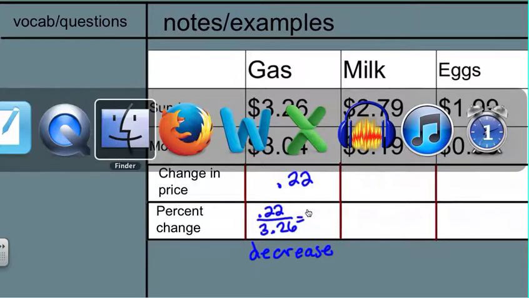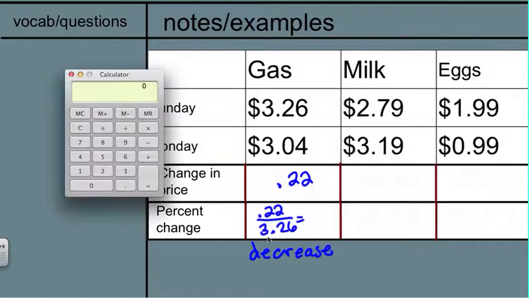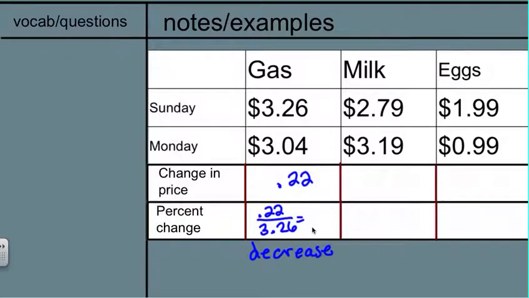Let's take our calculator, because I don't expect you to do that in your head, and take 0.22 and divide it by 3.26, and I get 0.067. Here's where you need to be cautious. This is a number. This is not a percent. So to find the percent, I need to move this decimal once, twice, and I get 6.7% decrease, a decrease of 6.7%.